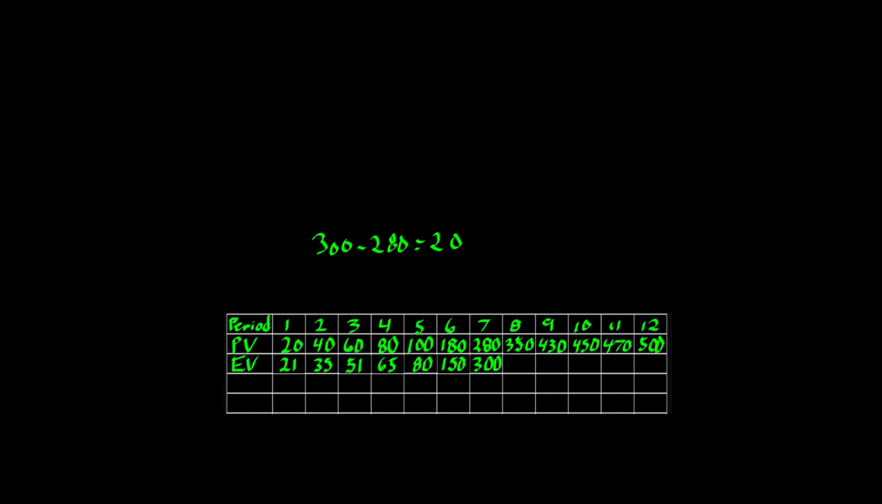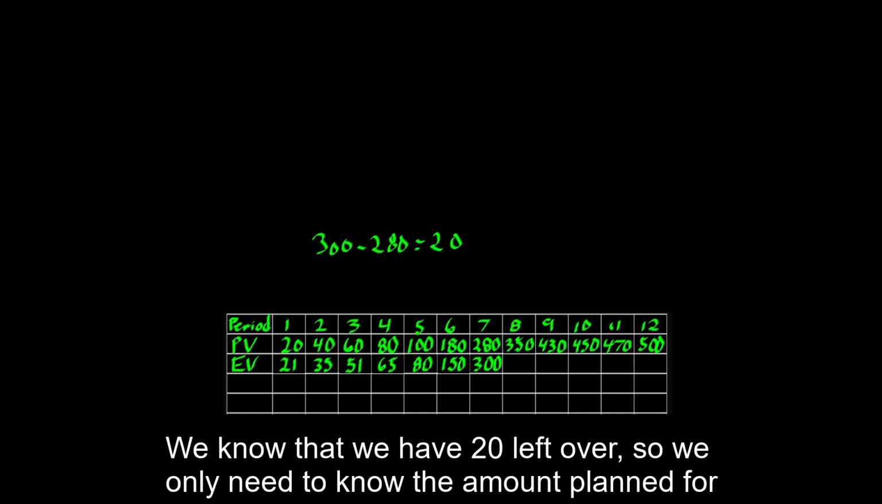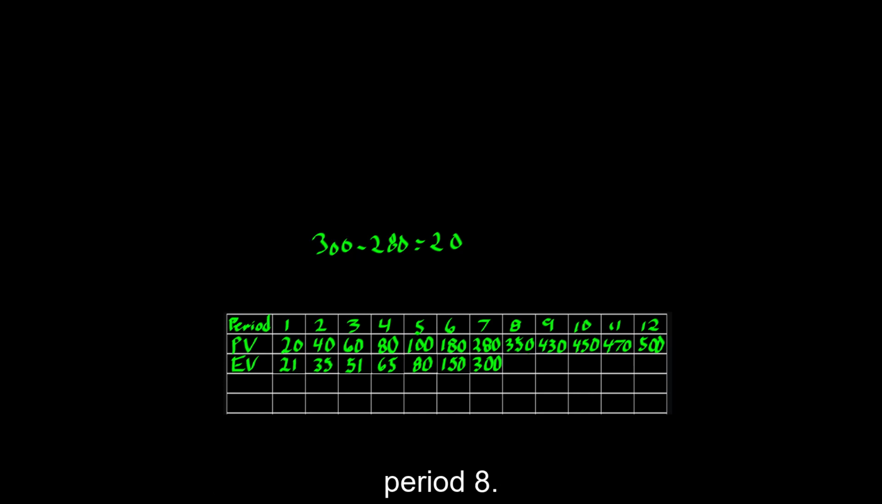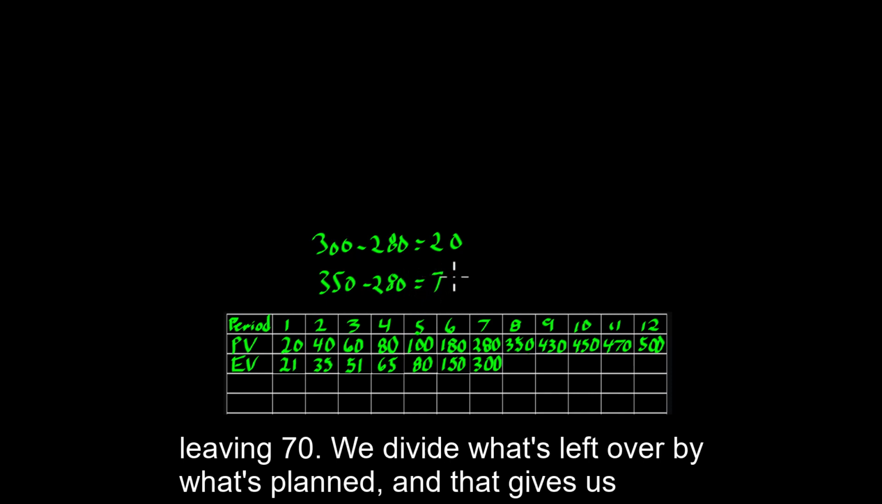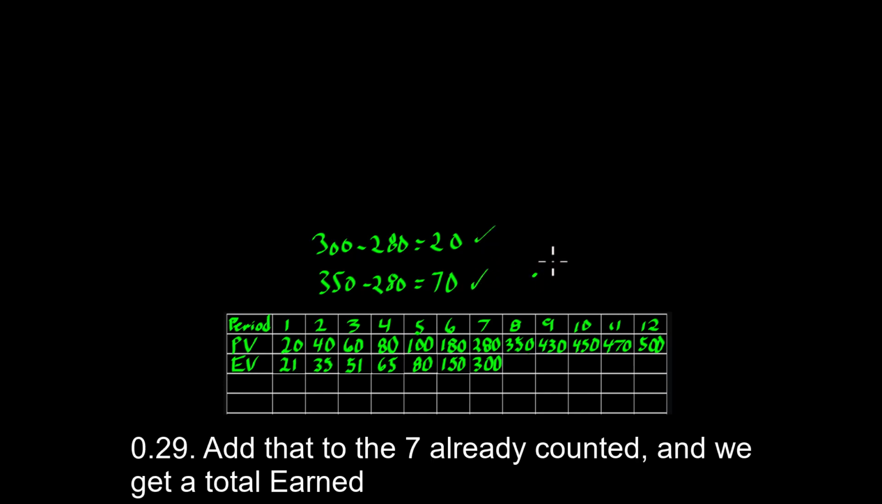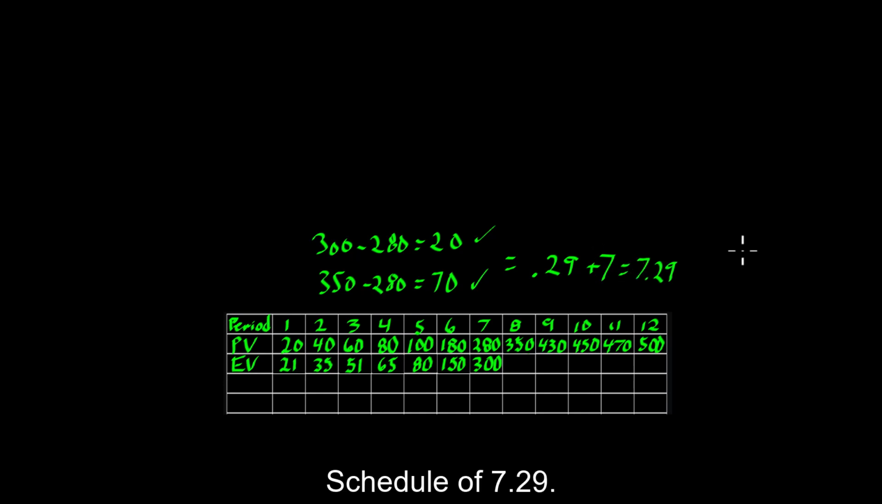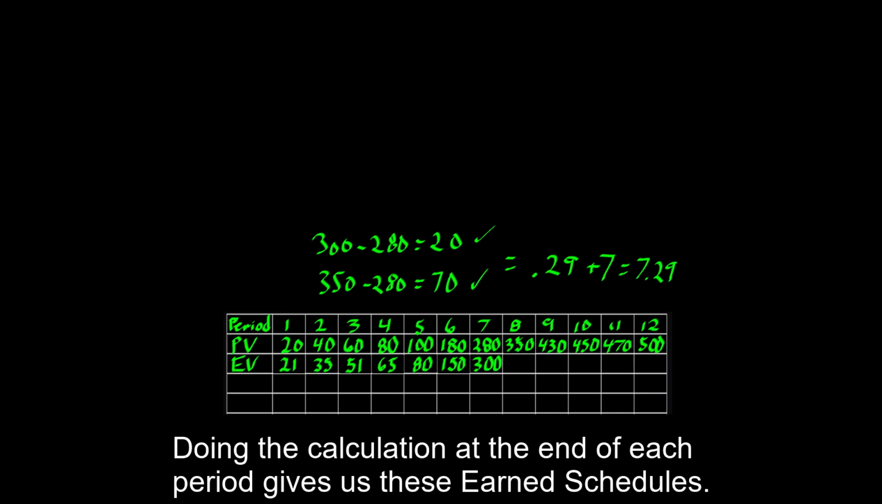What fraction? We know that we have 20 left over, so we only need to know the amount planned for period 8. That's 350 minus 280, leaving 70. We divide what's left over by what's planned, and that gives us 0.29. Add that to the 7 already counted, and we get a total earn schedule of 7.29. Doing the calculation at the end of each period gives us these earn schedules.